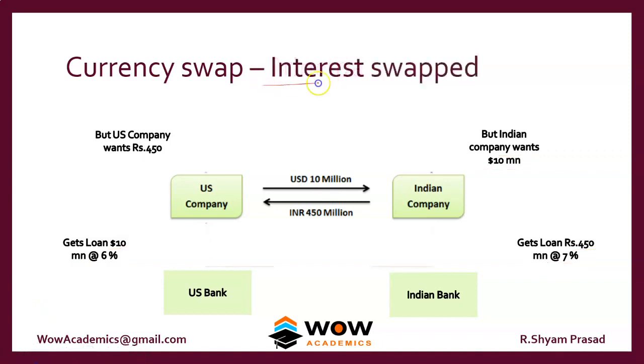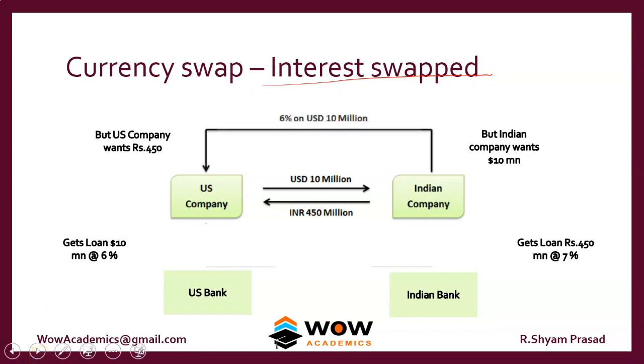Now we will move on to the interest rate swap. In the interest rate swap, what happens is the Indian company has to pay interest. So what interest do they pay? For the 10 million that they got, they have to pay the interest which the US company has to pay its bank. So 6% on the USD 10 million has to be paid by the Indian company to the US company.